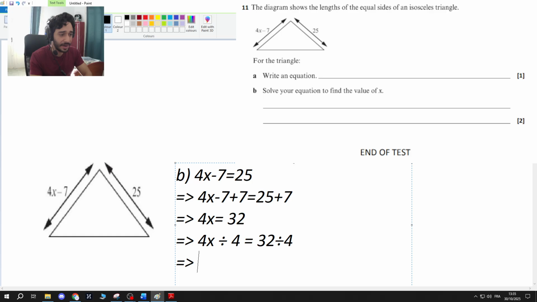Now, what is 4x divided by 4? What's 4 apples divided by 4? That's 1 apple, so x. And what's 32 divided by 4? That is 8. So what is my answer? X is equal to 8. I have solved my equation to find the value of x.